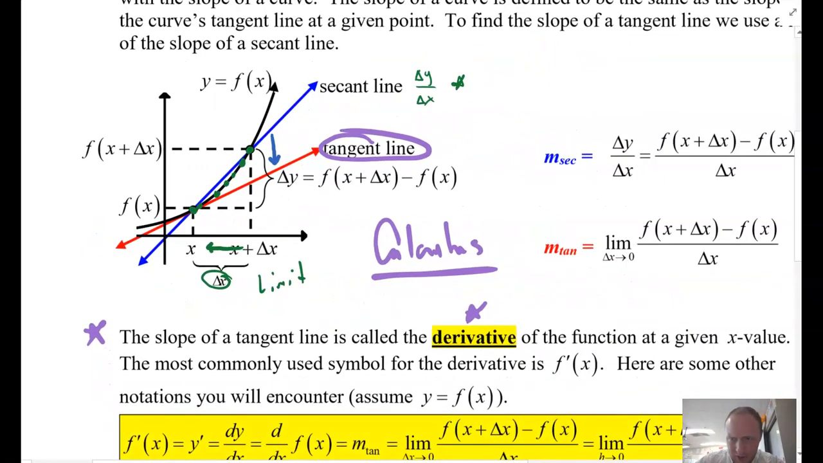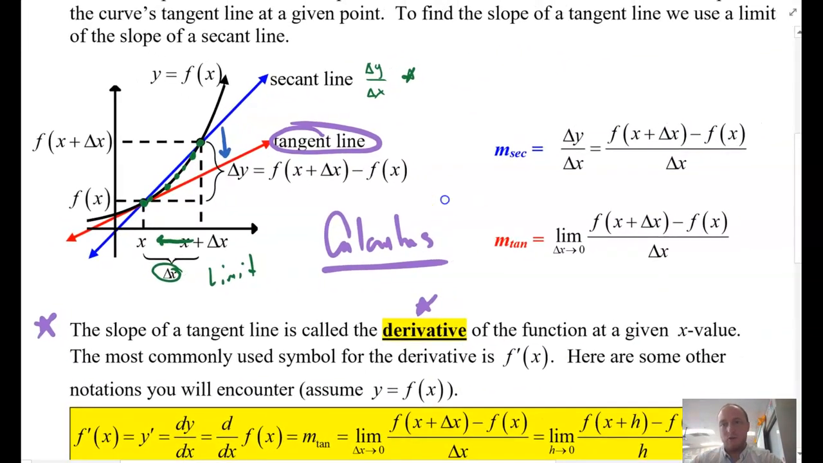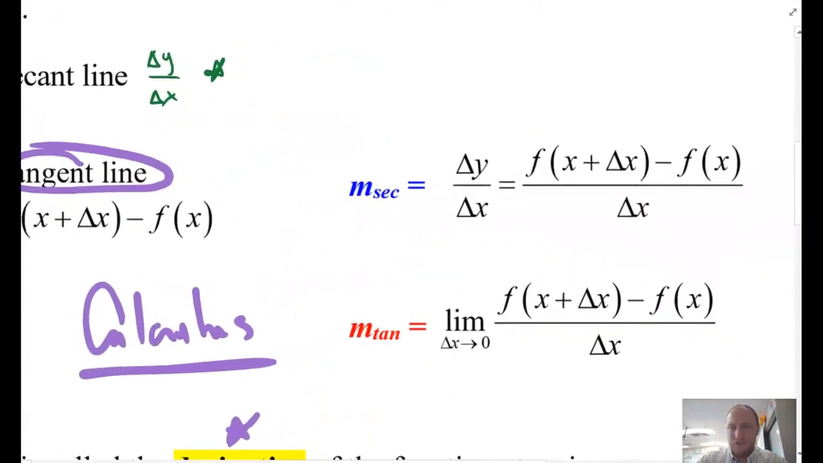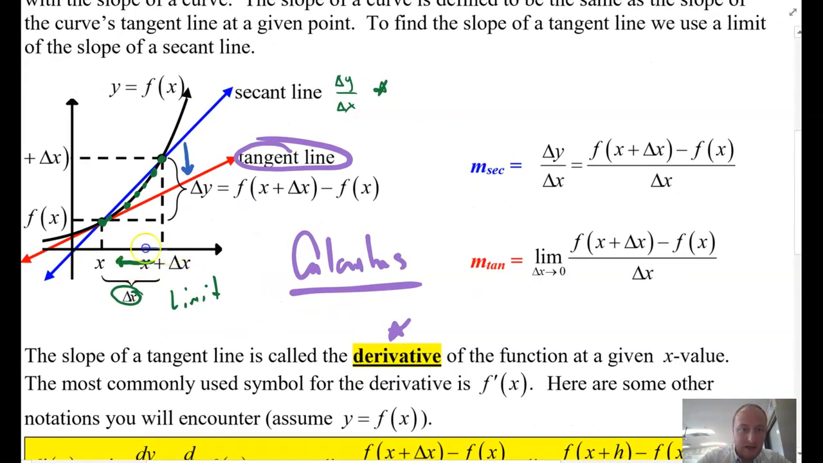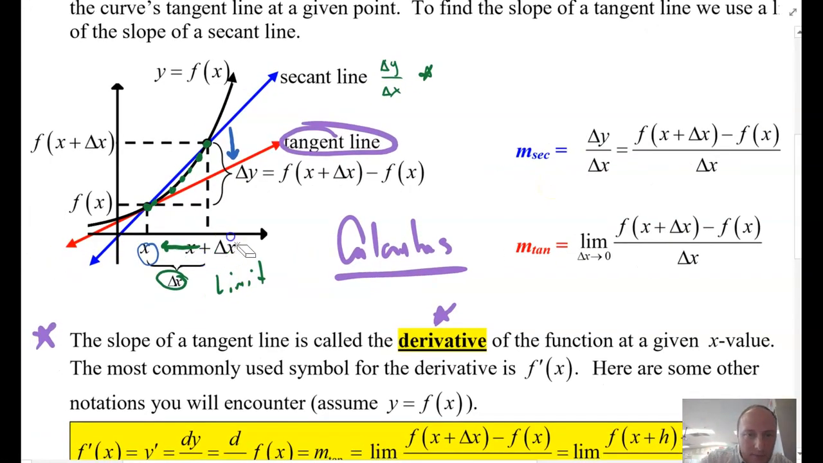Okay, so we'll go over here and look at our definitions. You agree that delta y is the function of x plus delta x, that's this value here, minus f of x. So here's delta y, this minus this, that's delta y, over delta x, the change in x.